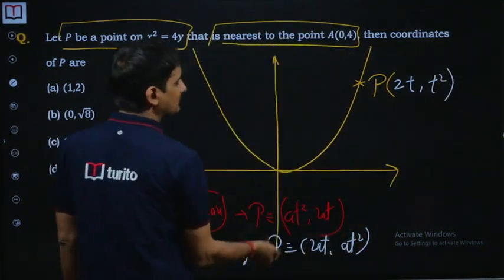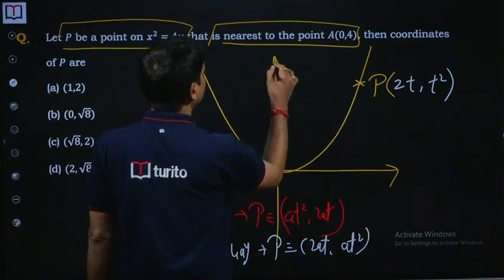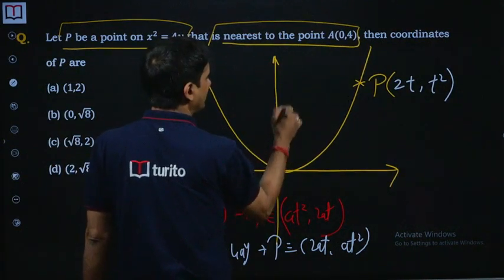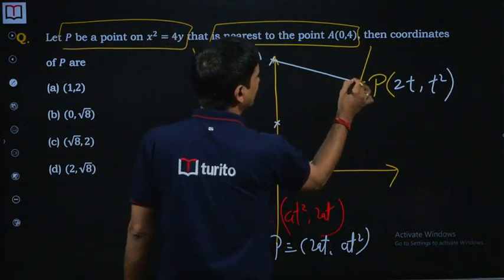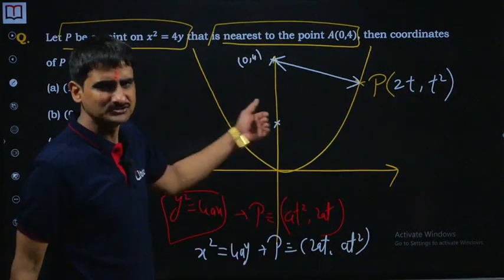And the point is (0, 4). So maybe here it is somewhere, because focus is (0, 1). So here it is somewhere (0, 4). So you have to find this shortest distance. So just use the distance formula.